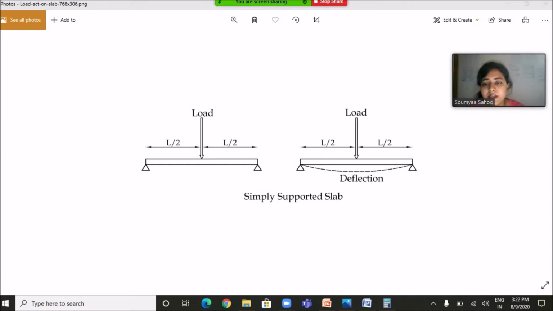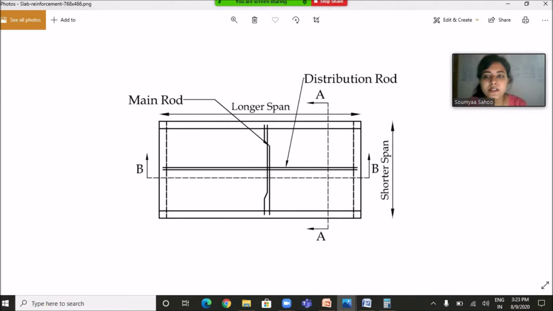And these distribution bars are provided at the top of the main reinforcement and in a perpendicular direction to the main reinforcement bar. You can see the main reinforcements are provided in the shorter span, whereas the distribution rods are provided on the top of the main reinforcement in the longer span.